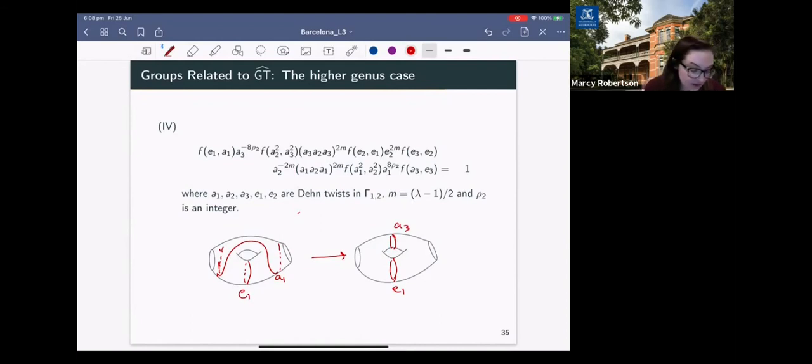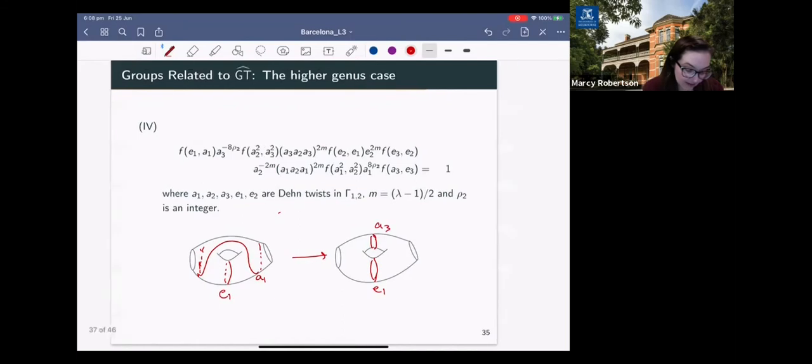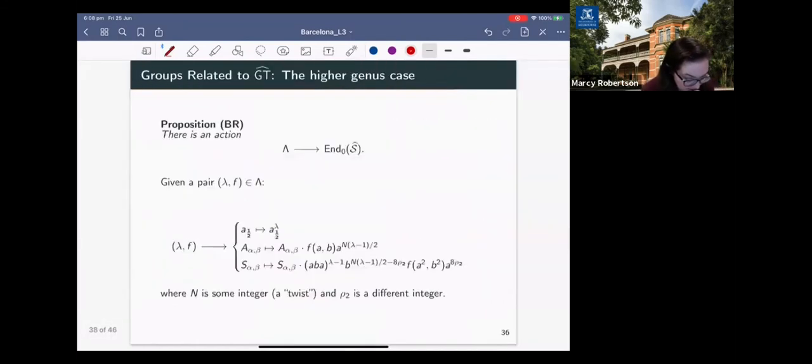Okay, so what we can say is that there's certainly an action of this group lambda on the endomorphisms of, now this is the big guy, the modular operad.